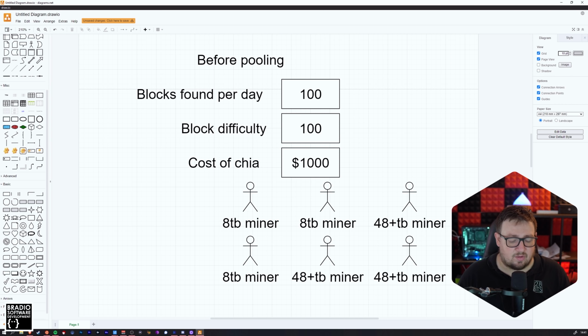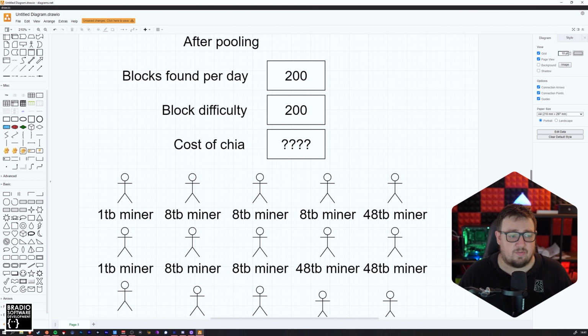So I've seen a lot of questions about, should I keep plotting before pooling comes out? Do you think I should give it a while after pooling comes out and then still keep plotting my normal plots? Because obviously there's going to be some teething pains with these pools that come out. They're not going to work on day one. It's going to take them a couple of weeks to iron out the kinks. So if we scroll down to after pooling, this is what I think is going to happen.